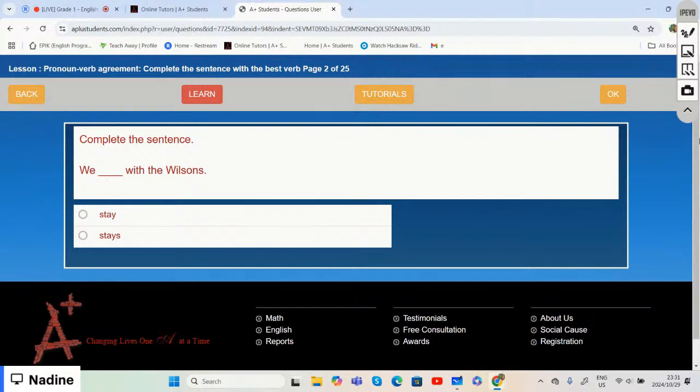All right. So we refers to more than one person. Do we say we stay? Option 1, we. Remember, it is we. It refers to more than one person. Do we say we stay with the Wilsons, or we stays with the Wilsons? We.